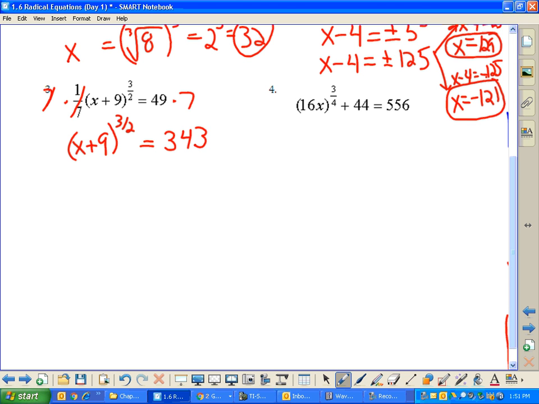I now need to get rid of that rational exponent. So if I want to get rid of 3 over 2, I'm trying to teach you today that I could just multiply this by 2 over 3.